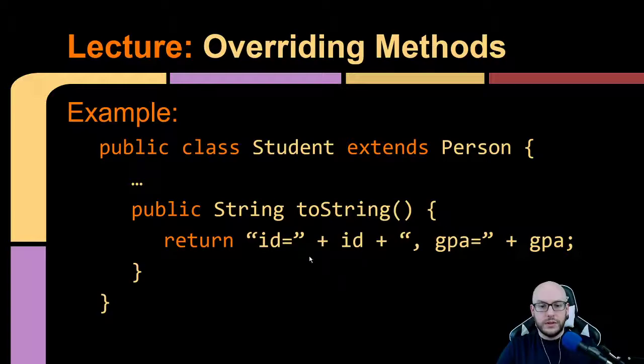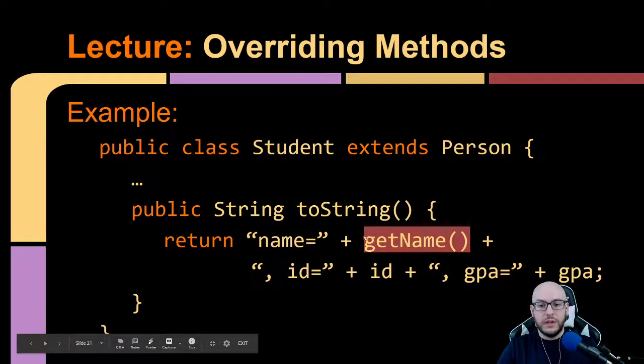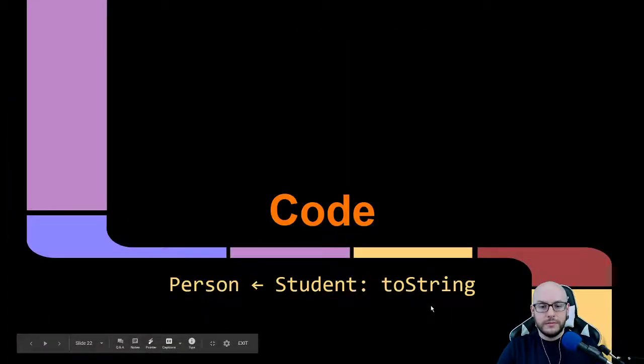Okay, so in our student, we had our ID and our GPA, but we also want to include information about our name. I can't access those values directly because they are private. I can, however, use the methods that we've inherited, which have public access. So we did that.